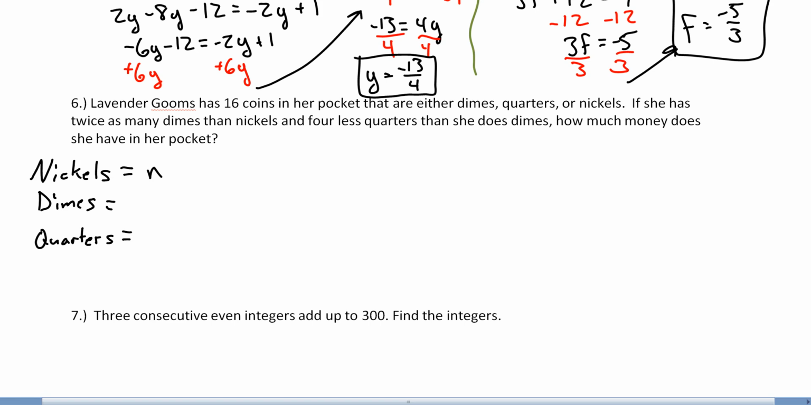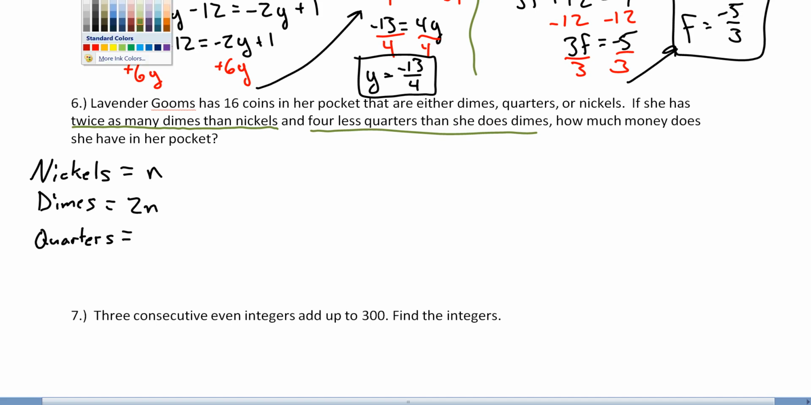So then the thing that it tells me in this problem is it says I have twice as many dimes as I do nickels, which means if n is the number of nickels, the number of dimes is going to be twice that, which is 2n. All right? And then the next thing it tells me is that the number of quarters is 4 less than the dimes. So we have 4 less quarters than I do dimes in this scenario. So if the dimes is represented by 2n, the quarters is 4 less than that, so it would be 2n minus 4. And see, the idea here is that everything is written in terms of one variable.